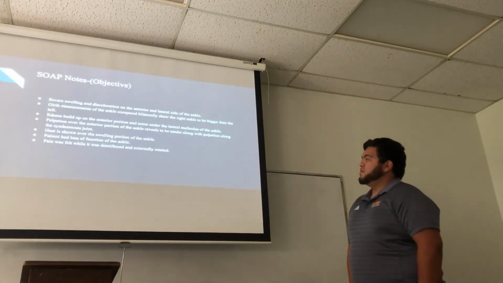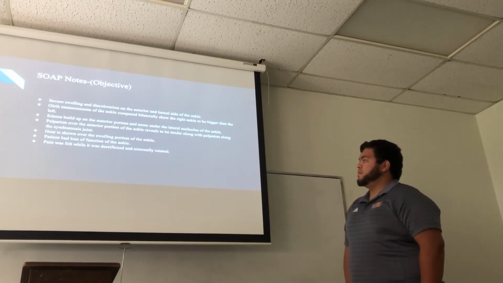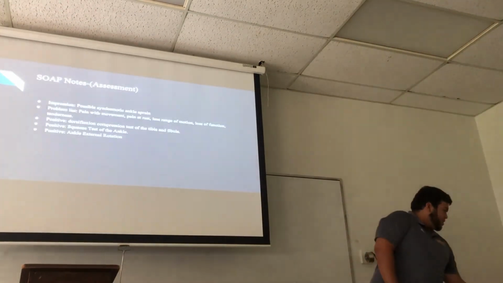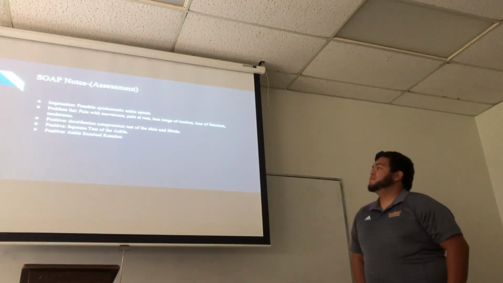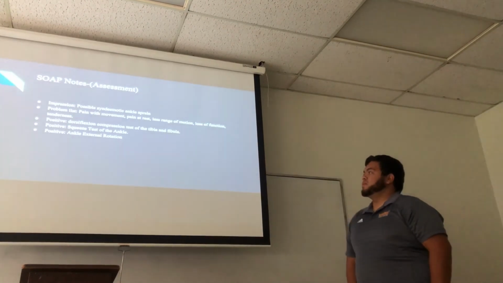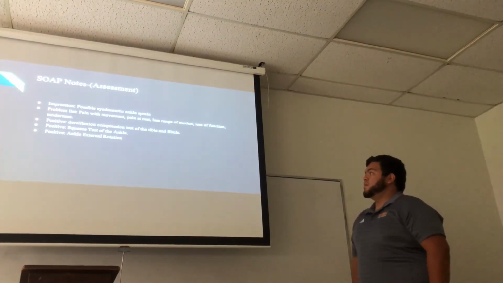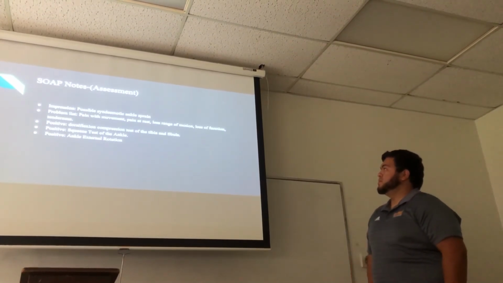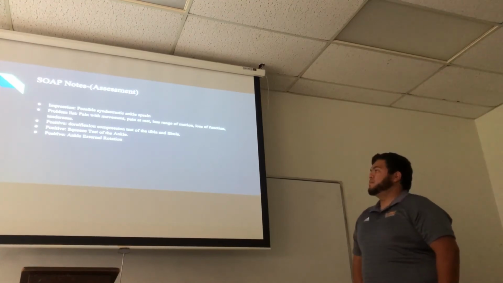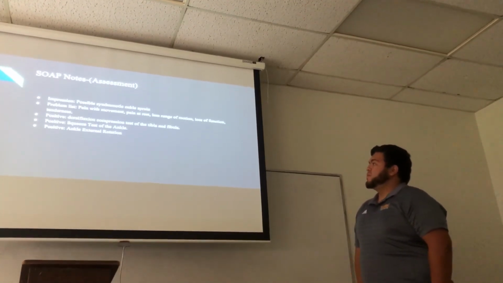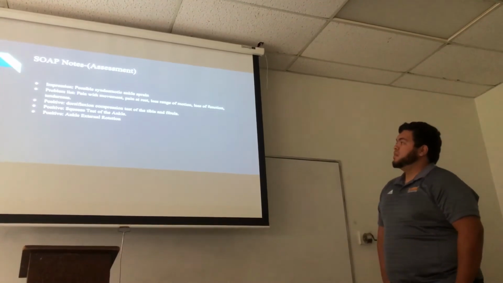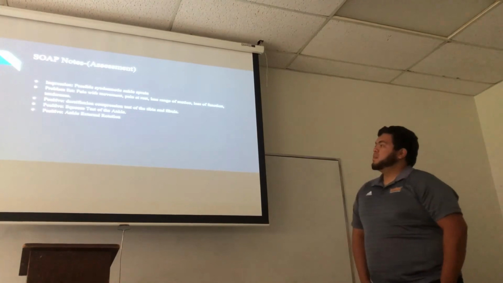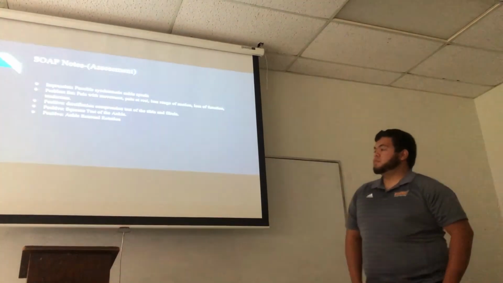He had loss of function of the ankle and he felt the pain while it was in dorsiflexion and externally rotated. The assessment, our impression was that it was a possible syndesmotic ankle sprain. The problems he had: pain with movement, pain at rest, less range of motion, loss of function, and tenderness. He was positive for dorsiflexion compression tests of the tibia and fibula, positive for squeeze tests of the ankle, and positive for ankle external rotation tests.